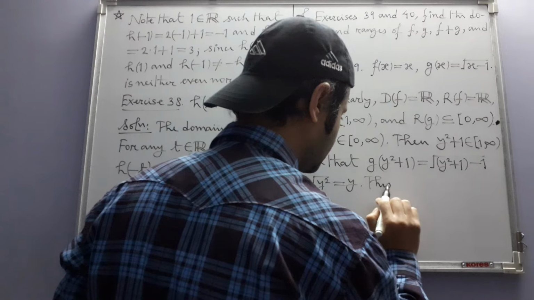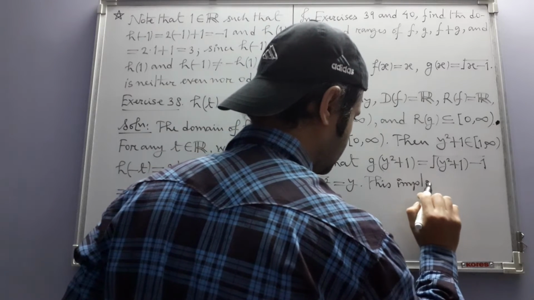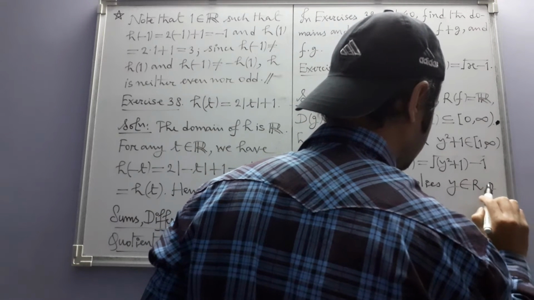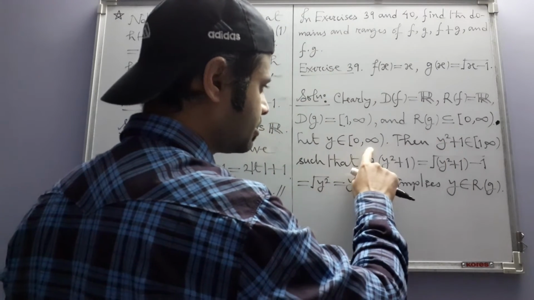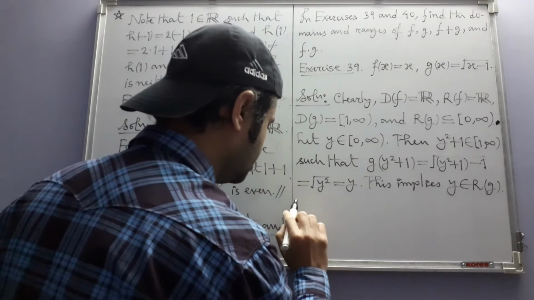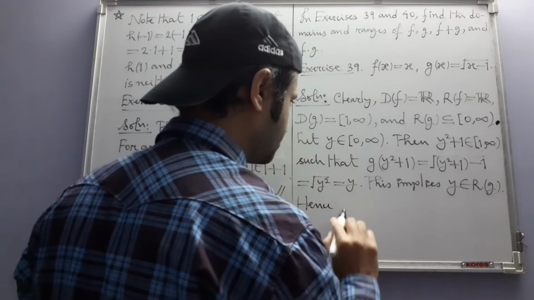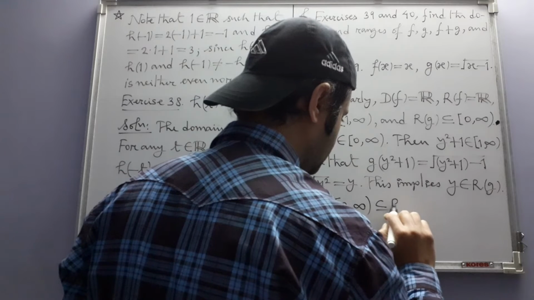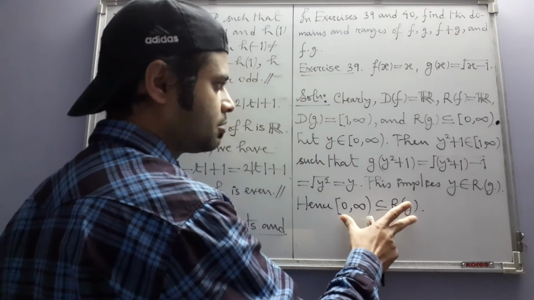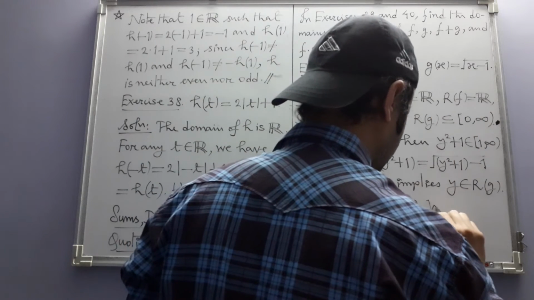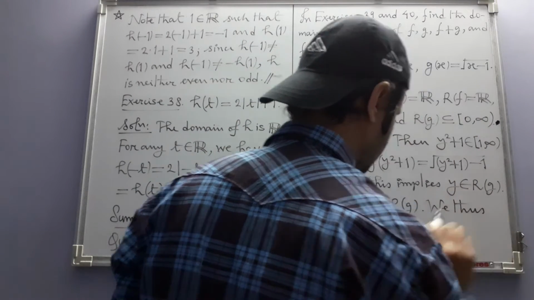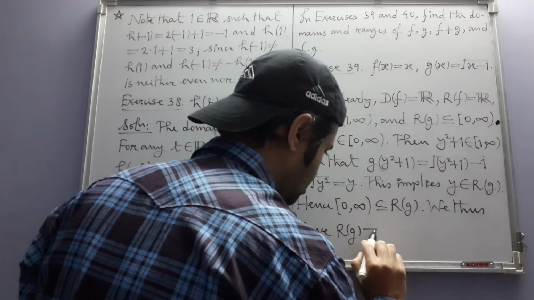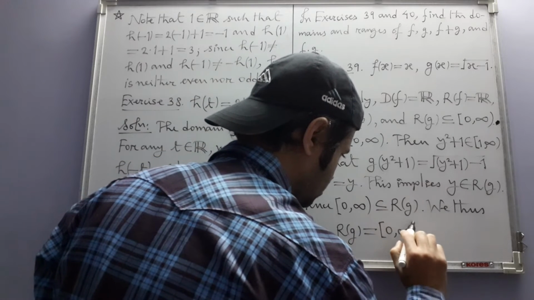This implies y belongs to the range of G. So any element in this interval belongs to the range of G. Hence, this interval is a subset of the range of G. Now combine these two inclusions. So range of G is equal to this.